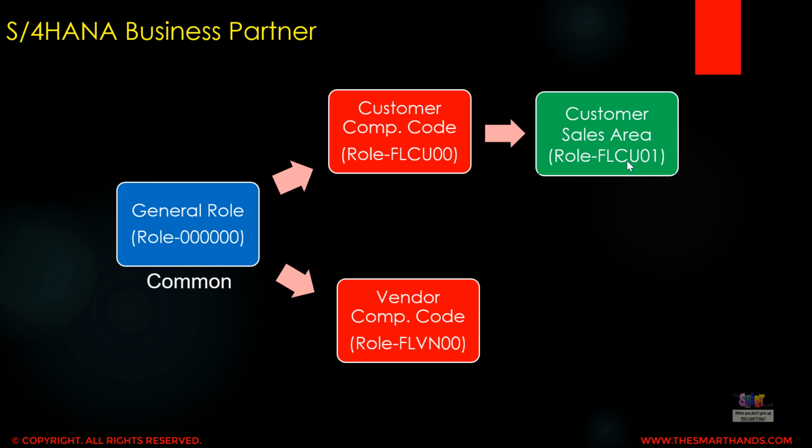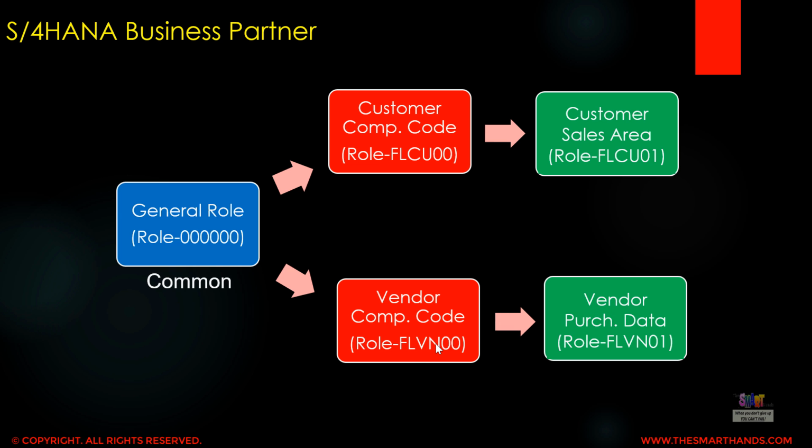And then we can extend it to another role. So here we have the common general role, but we can keep adding the customer company code or the customer sales area. Same thing if you're creating it for a vendor, or if the same customer is also a vendor, then we can extend it for a vendor company code, for example this one FLVN00, and we can also extend the purchasing data for the vendor, which is another role, FLVN01. So once I show you in the next video, I'll show you how to create and maintain it.